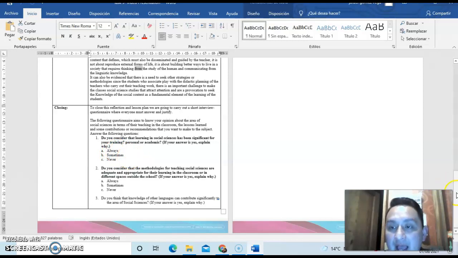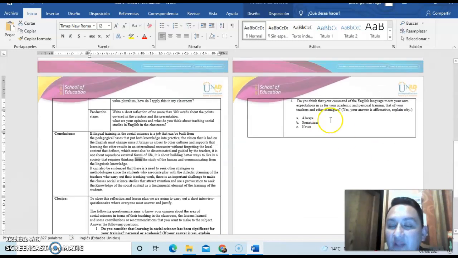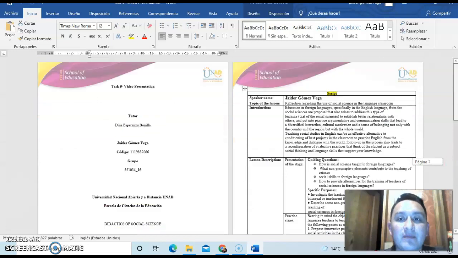For example, we have the last one: do you think that your command of the English language meets your own expectations for your academic and personal training, that is, for you, teachers or other managers? If your answer is affirmative, please explain why, or they can answer always, sometimes, or never. This is the lesson plan about the reflection regarding the use of social science in the language classroom.